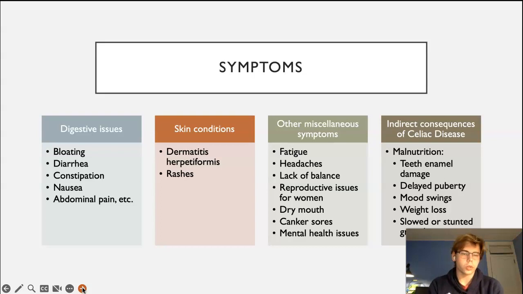And then some indirect consequences. The main indirect consequence is malnutrition from not getting those nutrients. Because of that, you have things like enamel in your teeth being damaged. In children, puberty is delayed. Just in general, stunted or slowed growth. Things like uncontrollable weight loss and emotional mental health issues, like I said, but also mood swings.